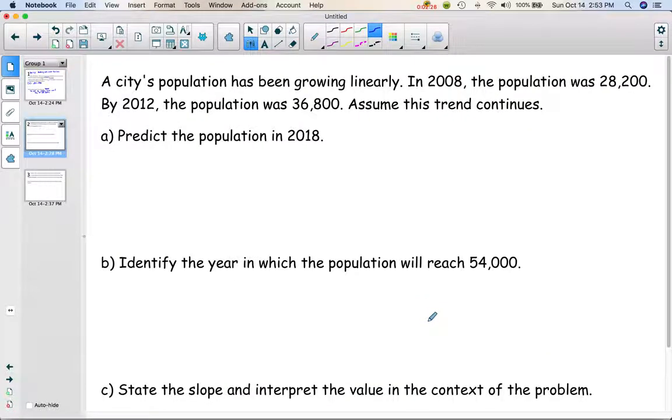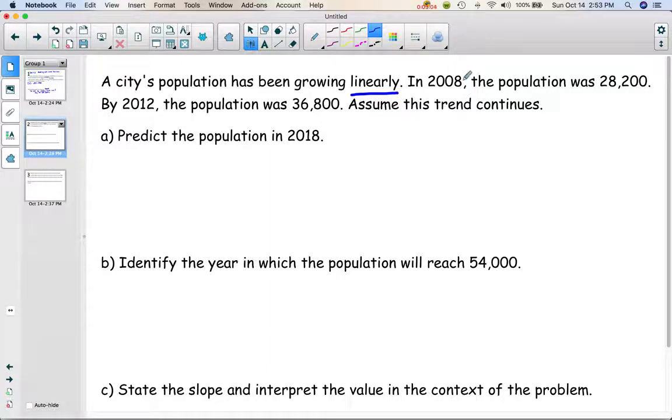The next problem deals with a city's population. It's been growing linearly. Now, later on, we're going to be dealing with exponential functions, and we'll have populations that are growing exponentially. In 2008, the population was 28,200. By 2012, the population was 36,800. Assume this trend continues, which of course is a pretty big assumption, but let's go with it. So we're asked to predict the population in 2018. Well, first I need to come up with a linear model. So that's what we're going to look at first.